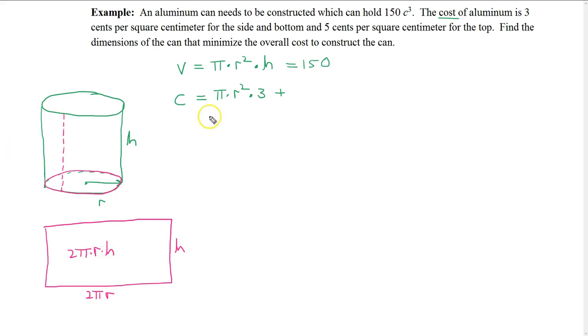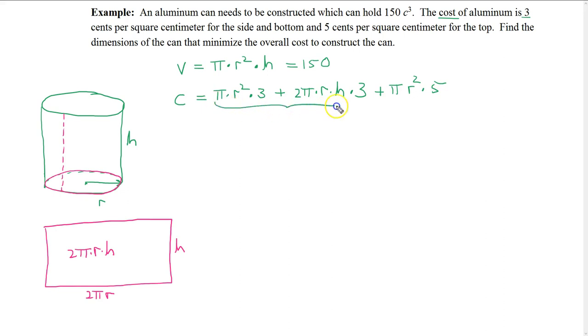So the cost of the side of the can is then going to be 2 pi times r times h, and we need to multiply that by 3, because it's 3 cents for the side as well. Now we have the cost for the top of the can. Well, the top of the can has area pi r squared just like the bottom, so it's going to be pi r squared times 5. So that's the cost for the top of the can.